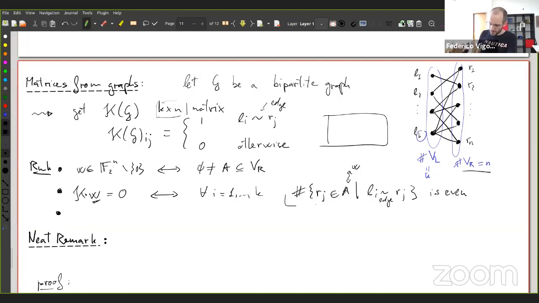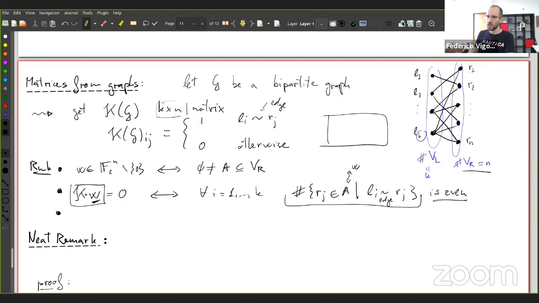That is, the number of elements in R^J that belong to A and are connected with an edge to L_i is precisely equal to the i-th coordinate of the matrix multiplication. This is just the product matrix. And so this is 0 in F2 if and only if this is an even number. This is the name, parity check, of the code.